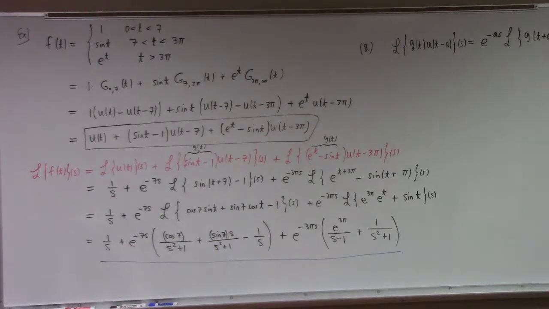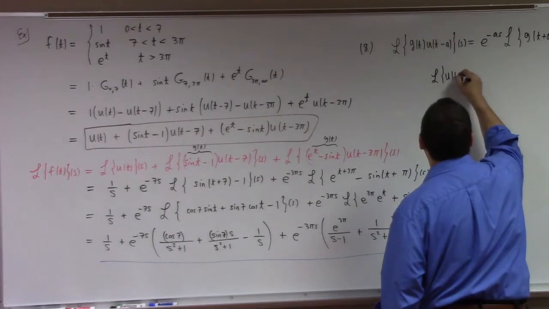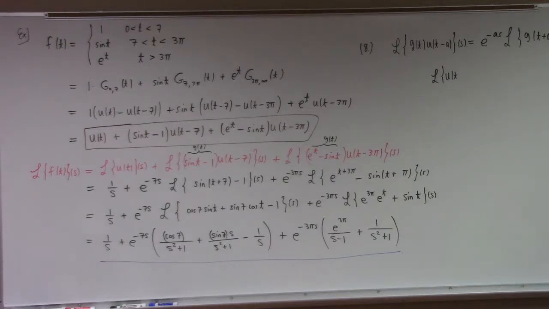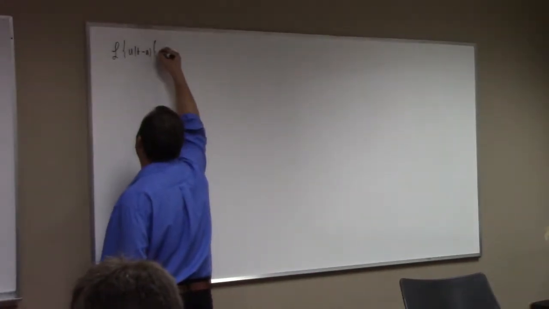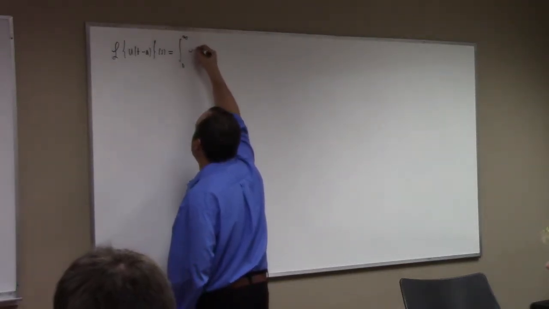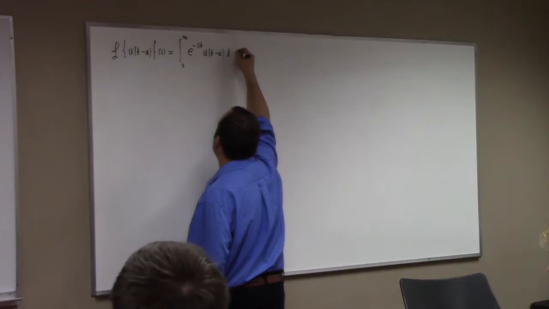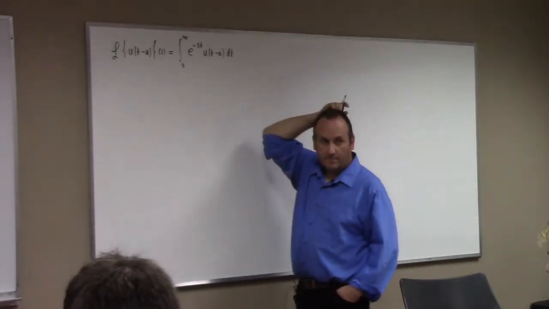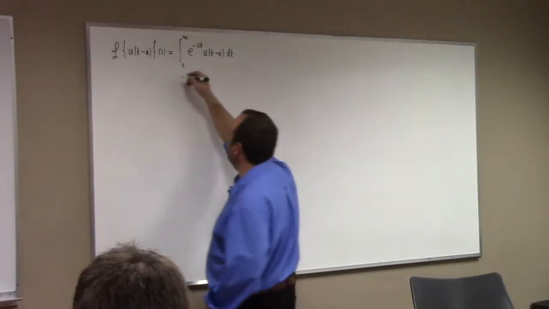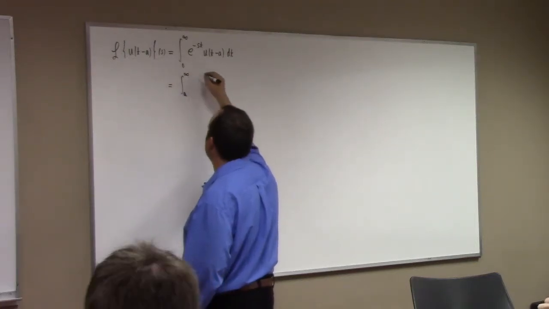So first, a warm-up. Let's calculate the Laplace transform of the unit step function. What's the Laplace transform of the unit step function u of t minus a? By definition, that was the integral from 0 to infinity of e to the minus st times u of t minus a. But this integral, we can simplify, right? Think about it. What is this? This is really just the integral from a to infinity, right?